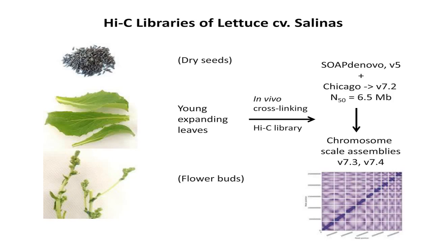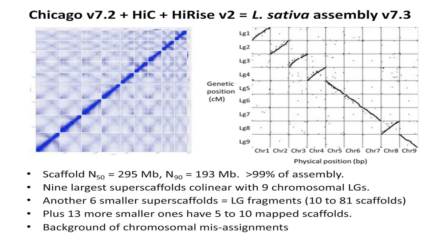Then the Hi-C came along, and we've made 3 sets of Hi-C libraries from dry seeds, from young expanded leaves, and from flower buds, because I wasn't sure. I felt the chromatin packaging, the in vivo packaging, might be denser in the dry seeds, and therefore it might be more informative for long-range contact information. However, I needn't have worried, because the only Hi-C data we've used to date with HiRise has come from the young expanded leaves. And what we ended up with was basically 9 chromosomal super scaffolds, and we did feed it a very good input assembly. The input assembly was 6.5 megabases, you add in the Hi-C data, and basically we've got chromosome scale assemblies.